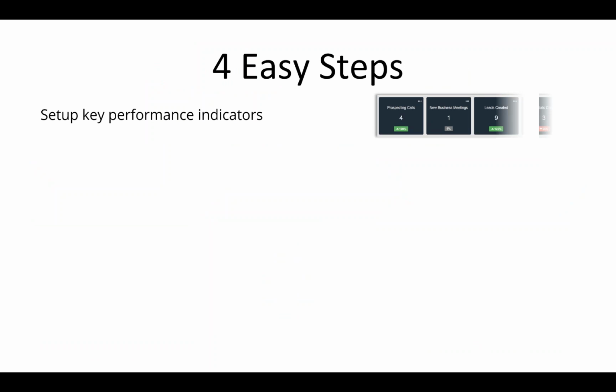So the question is, what are the steps for applying these features in order to boost your sales? It's a pretty simple 4-step process. The first step is spending a little time to set up those key metrics or key performance indicators that you want to track. This is very simple, and I'll show how that works in the demo.